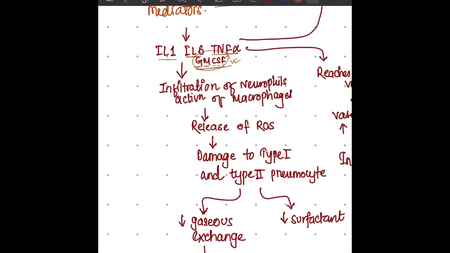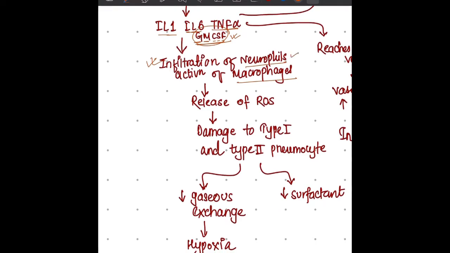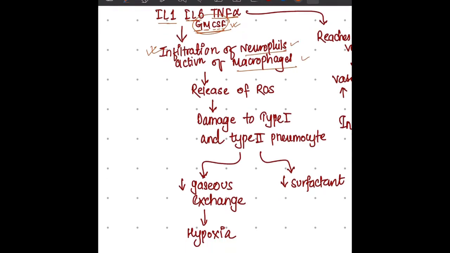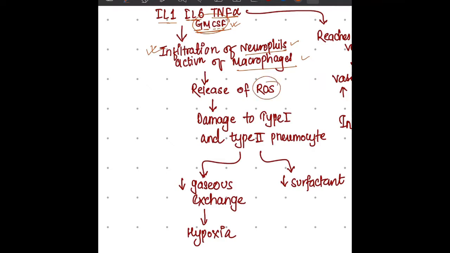So these inflammatory mediators, what do they do? They cause infiltration of the neutrophils and macrophages within the alveoli and in the interstitium. Once these neutrophils and macrophages enter the alveoli and interstitium, they cause damage to whatever cells are present there through a release of reactive oxygen species. So they cause damage to both type 1 and type 2 pneumocytes.